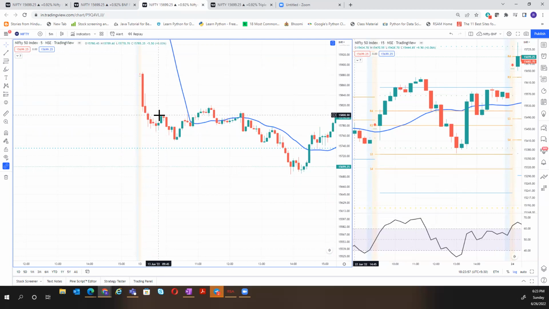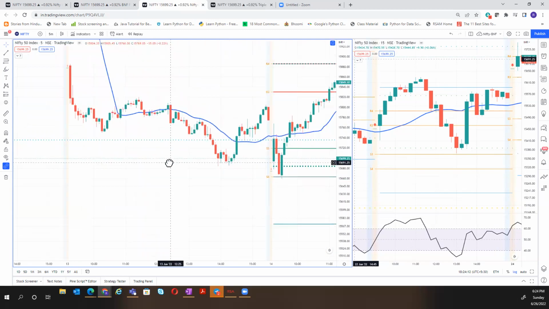Now this level is broken briefly, but you need to wait because this is the bigger candle. So always the big candle will act as a very strong resistance and support area. So you need to use your imagination there. Got it.